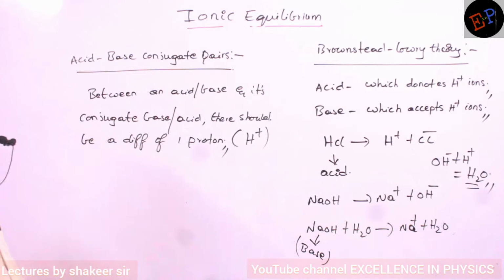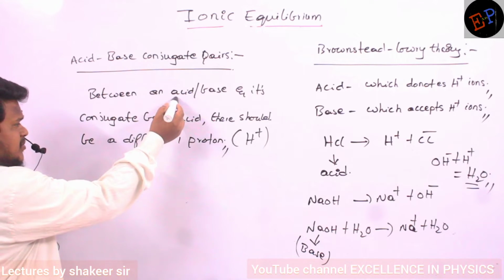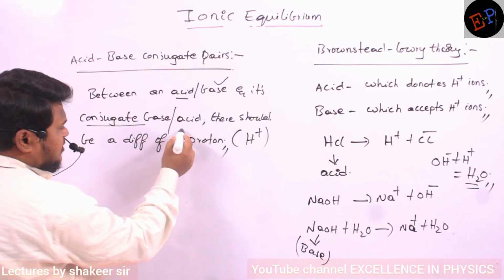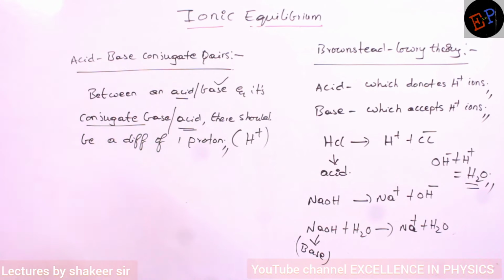Are you able to understand? So see, here I have written acid, and here we have a conjugate base. Clear? Here I have written base and here I have written conjugate acid. That is the meaning of this one.